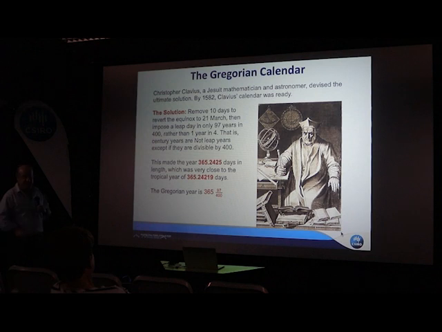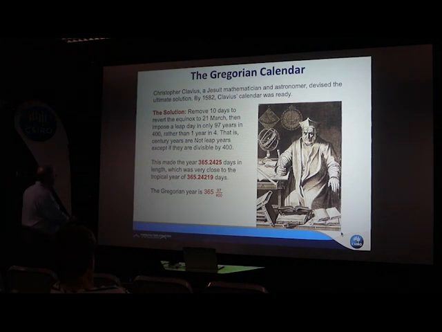to remove 10 days. Just take 10 days off the calendar to revert the equinox to the 21st of March. Then impose a leap day in only 97 years in every 400, rather than one in every 4. That is, century years are not leap years, except if they are divisible by 400. So, for example, 1600 is a leap year, it's divisible by 400, but 1700 isn't. So there's no leap year there.